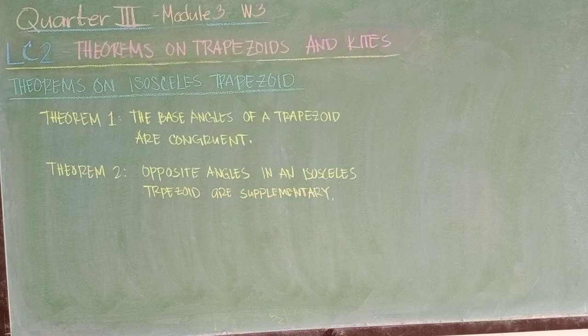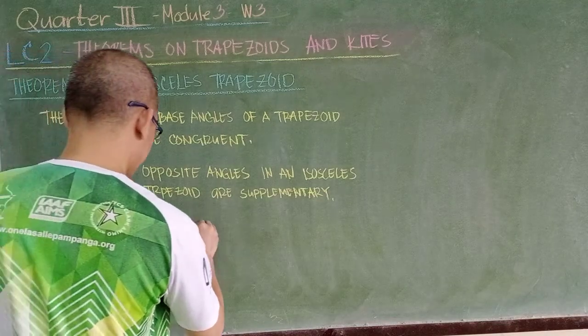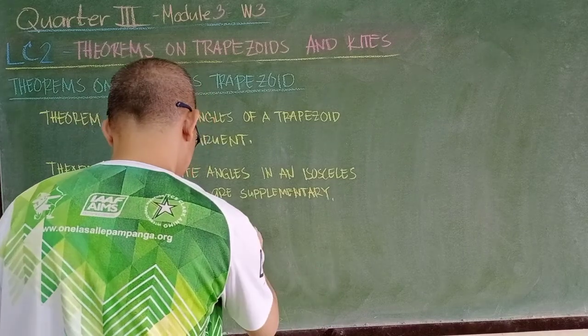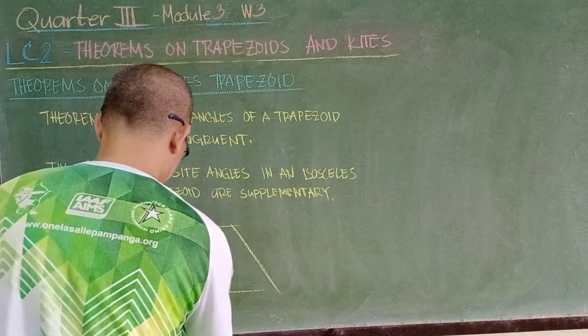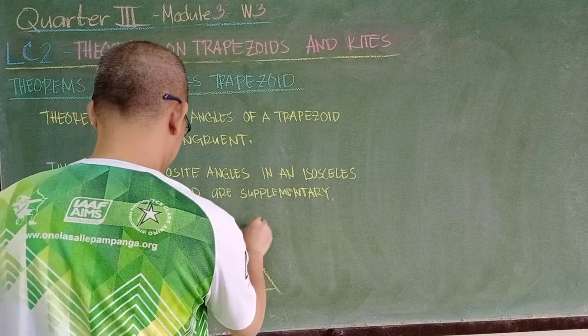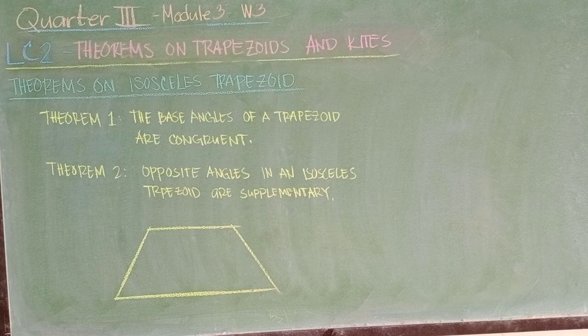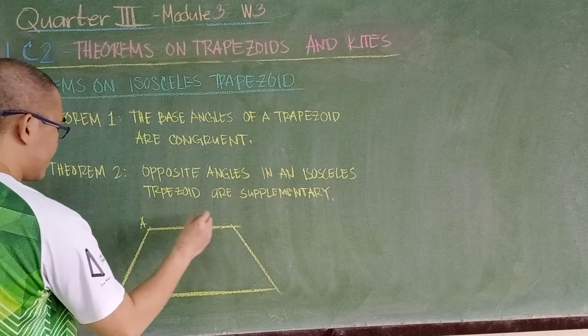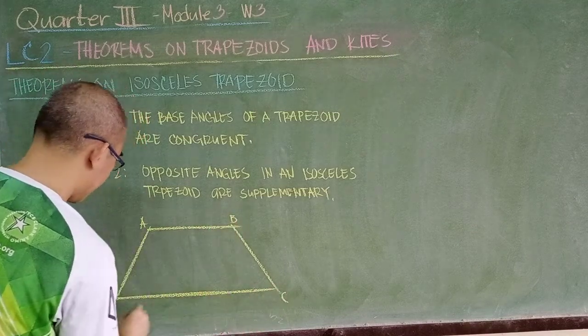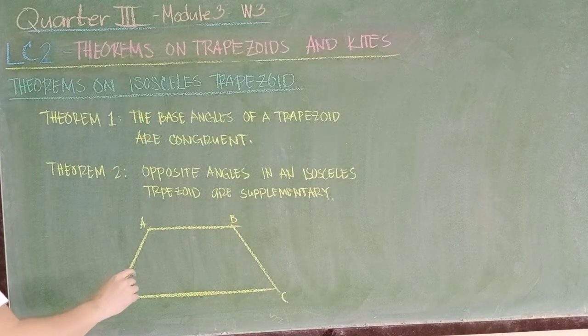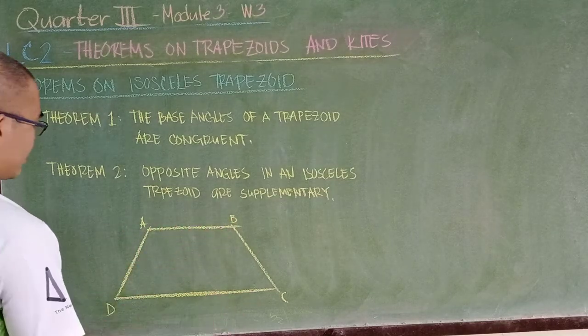Next, we have theorems on isosceles trapezoid. So pag sinabi natin isosceles, may dalawang side ka na congruent o parehas yung sukat. So for instance, meron tayong trapezoid. Yung base natin, let's call this side AB. And then this is side CD. So yung bases natin, yung side AB and then side CD.